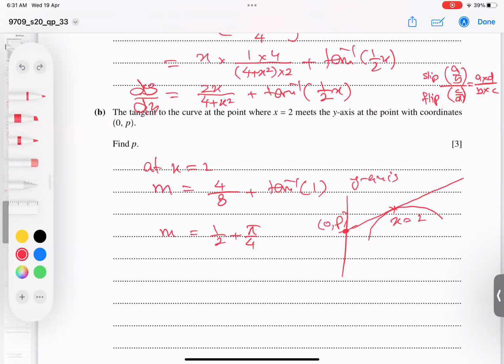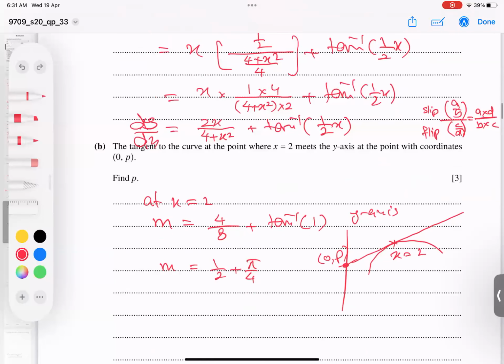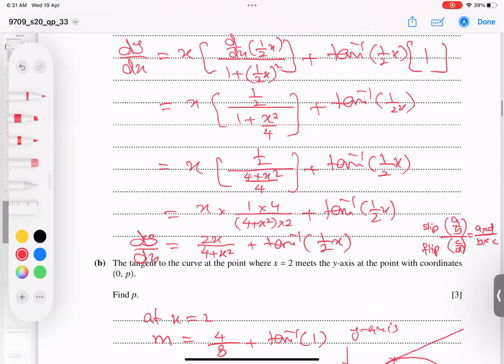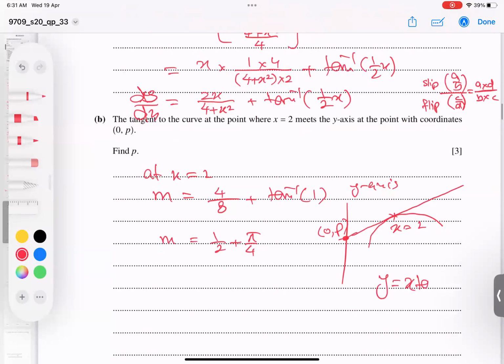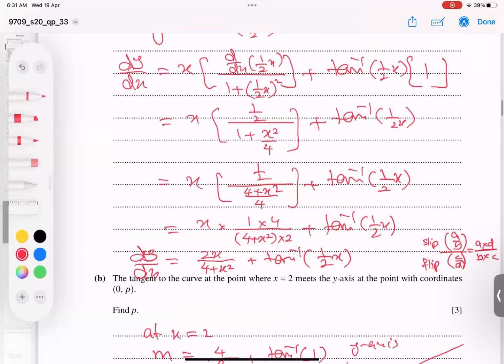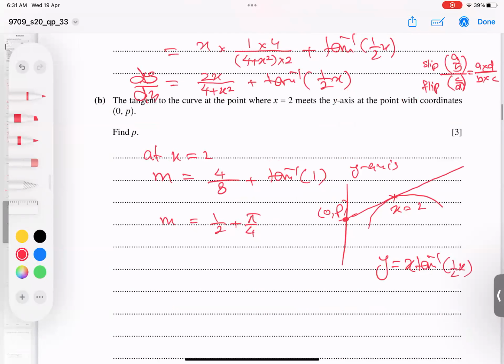So x is clear. For y, I plug in this x value 2 in the top equation, because the question is what y equals to, let me check the question, x tan inverse of x over 2. When I plug in 2 here and 2 here, what do I get? Tan inverse of 1 is pi by 4, and 2 times pi by 4 gives pi by 2. So the coordinate is very clear: x is 2, y is pi by 2.